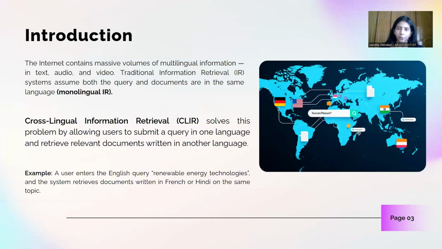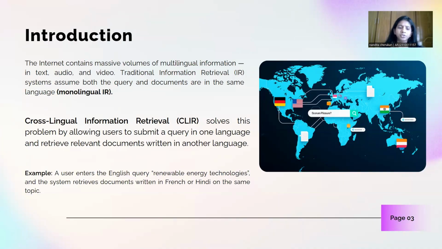So to start off, we know that the world is massive and the internet contains massive volumes of multilingual information, be it in text format, audio, and video. But the traditional information retrieval systems assume that both the query and the documents are in the same language. This is where cross-lingual information retrieval systems come into play. It solves this problem by allowing users to submit a query in the language that they know, and also retrieve the relevant documents written in another language.